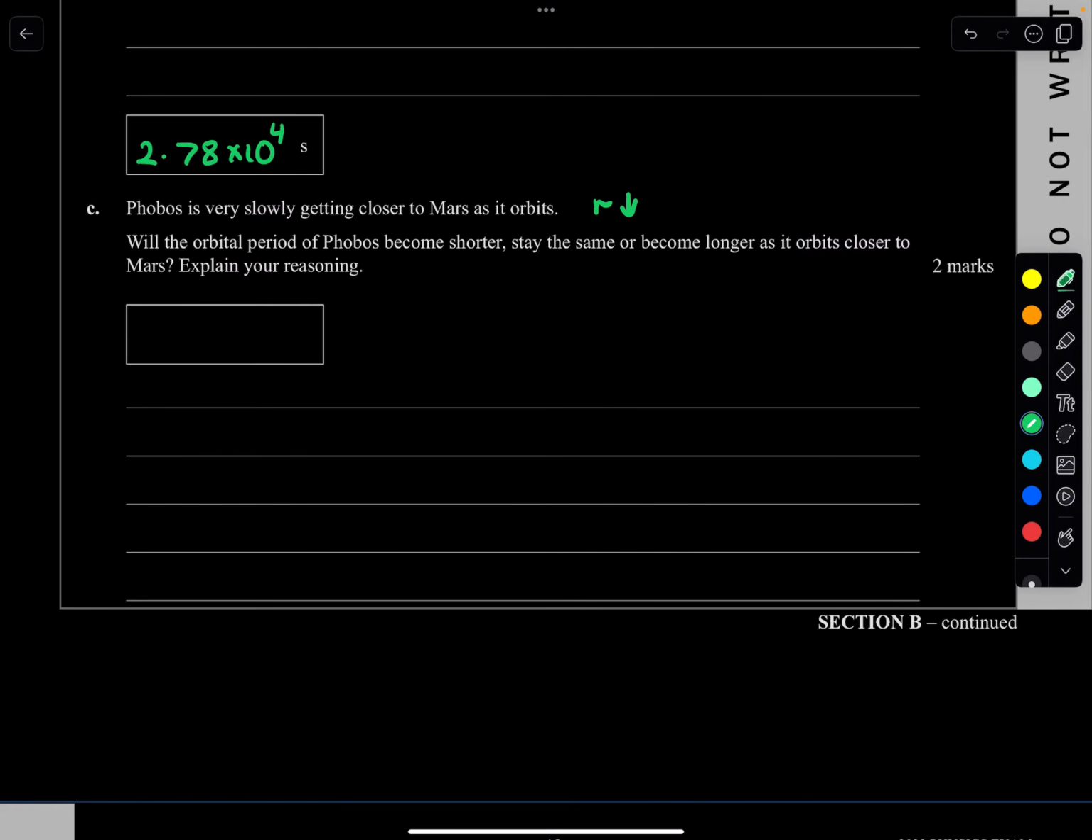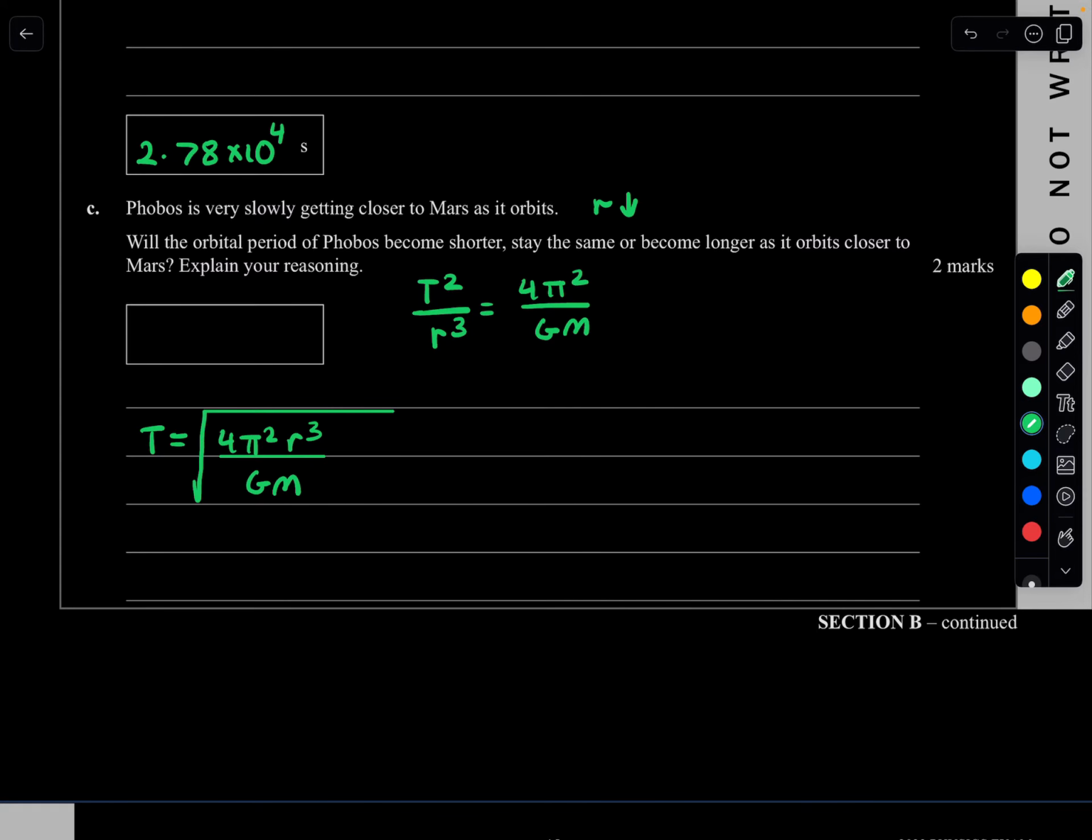We know the way you explain this is by using Kepler's law. So let's write Kepler's law and make the formula for period. T is the square root of 4 pi squared r cubed over GM, where now the period is proportional to the square root of r cubed. Basically, that's all we're going to need. This is our formula that we're going to use to explain what happened.